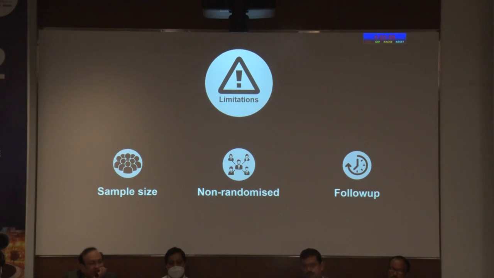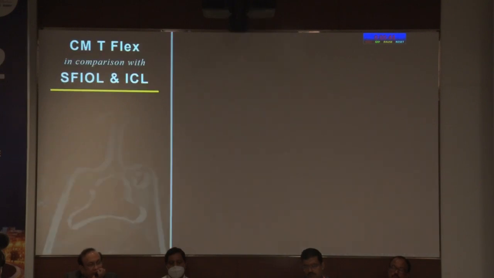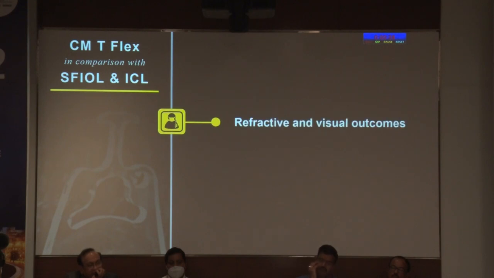Of course, we had a few limitations of our study. The sample size was small. It couldn't be randomized simply because of surgical aphakia, some surgeons preferred to complete the procedure then and there, and we had a shorter period of follow-up. Nevertheless, we were able to derive certain valuable conclusions from our study. We were able to show that the CMT flex lens, in comparison with the SFIOL and iris claw lens, has similar visual outcomes and better refractive outcomes than the iris claw lens.